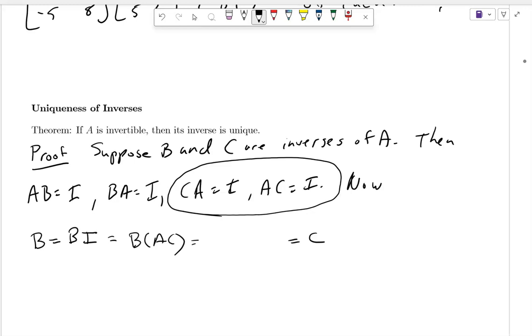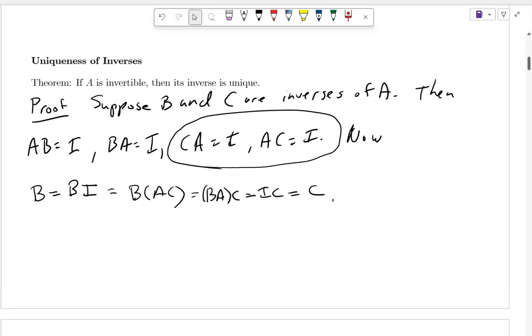Now notice my parentheses are around the AC. Can I move those parentheses? Yeah, we know matrix multiplication is associative, right? So I can take the parentheses and put them around the BA. And now what's BA equal to? I. And now I filled in the steps. I times C will be C. All right. So inverses are unique.